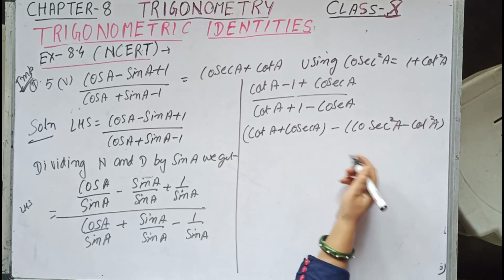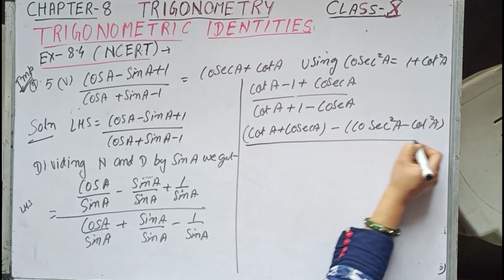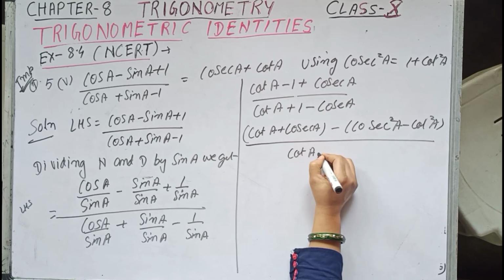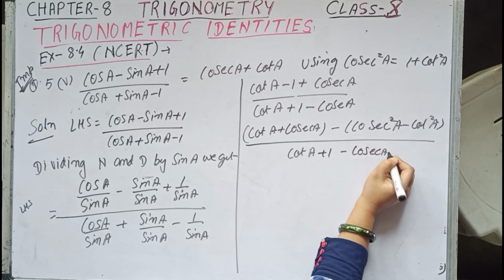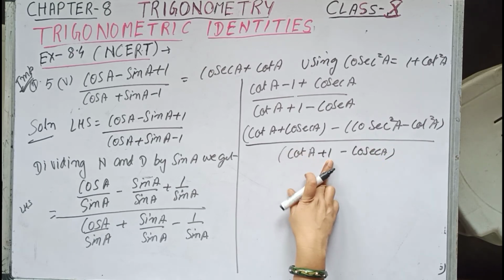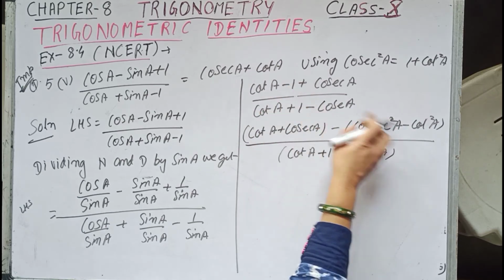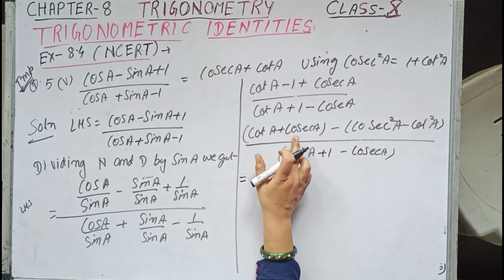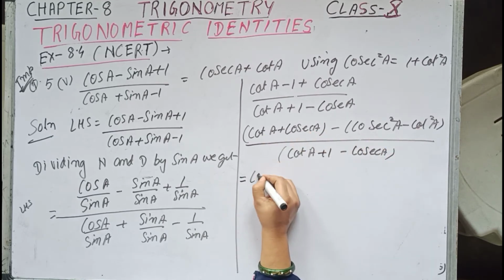So I have used this one: 1 equals cosec square theta minus cot square theta, divided by cot A plus 1 minus cosec A. Here in the denominator I am not changing the value of 1. Only in the numerator I am using the identity and changing 1 as cosec square A minus cot square A. Now this is A plus B, and over here it is A square minus B square.